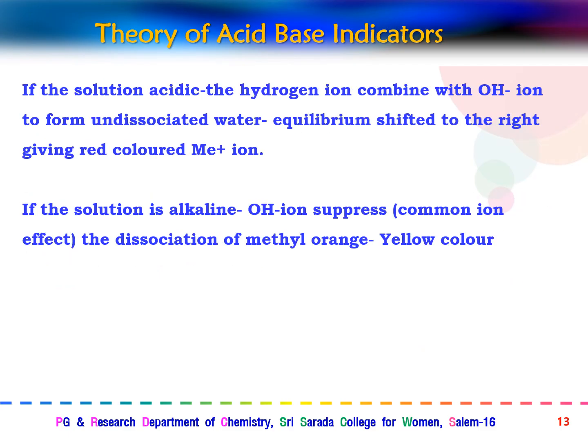Suppose a solution is acidic, the hydrogen ion combines with the OH minus ions produced from the indicator to form undissociated water. Here this shifts the equilibrium to the right, giving more red colored Me plus ions. Therefore, in acidic solution, the indicator gives red color. Whereas in the presence of alkali, the OH minus ion suppresses the dissociation of methyl orange. Therefore, the solution in the alkaline medium remains yellow in color.